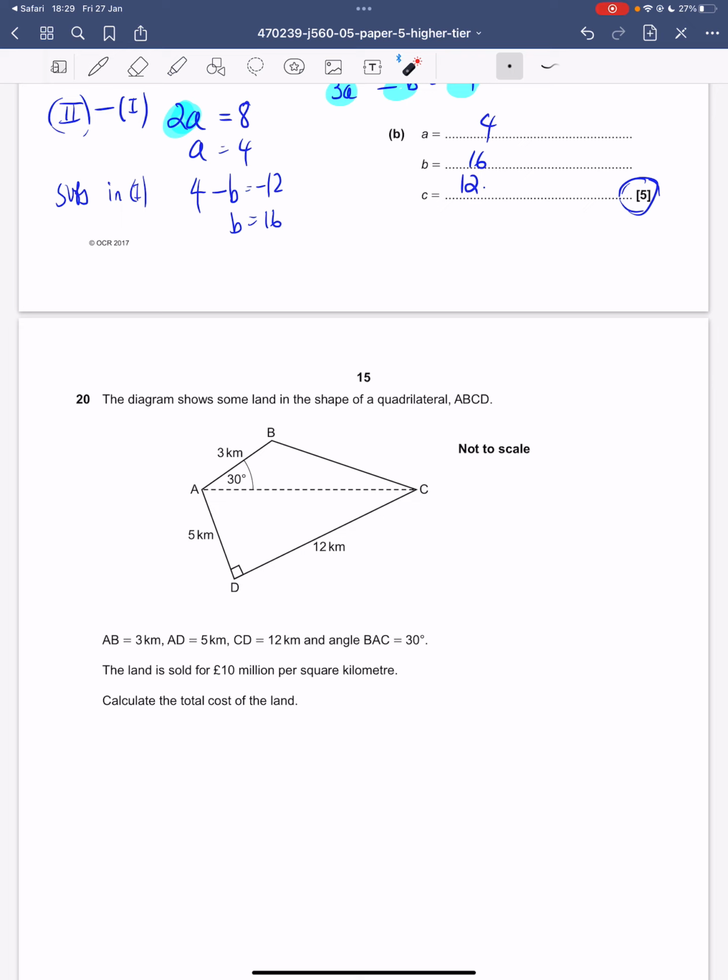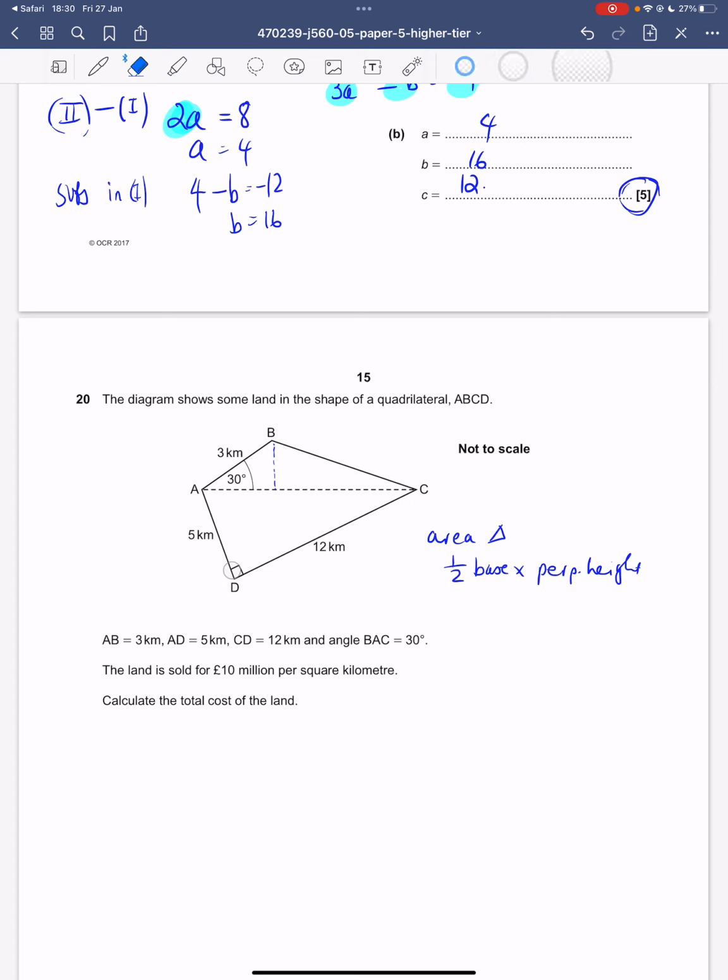Calculate the total cost of the land. Okay, right, I see triangles. Area of a triangle: half base times perpendicular height.